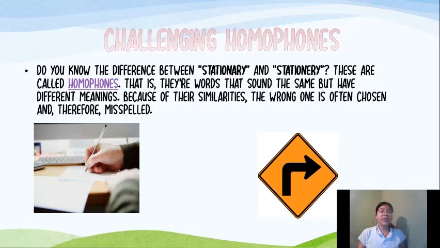Do you know the difference between stationary and stationery? These are called homophones. That is, they're words that sound the same, but they have different meanings, as I told you before. Because of their similarities, the wrong one is often chosen and therefore misspelled. So sometimes we listen to a word that has a homophone, we write it, but it's actually misspelled. It's not written correctly because we were meant to write the homophone of the word we listened to.